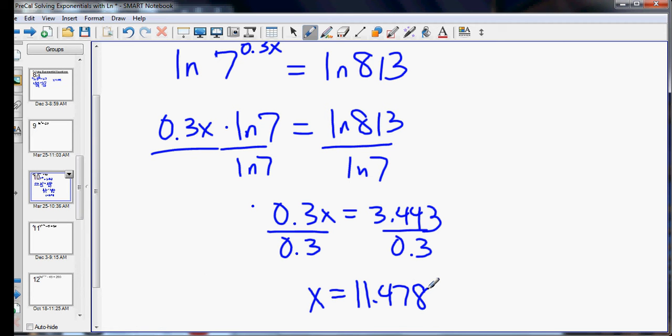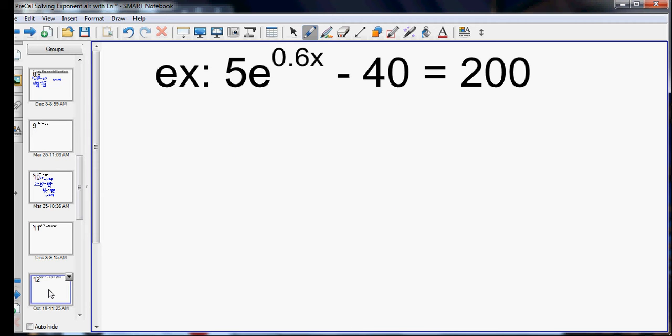Okay. But there are times we have to do other work before we get there. Because one thing that's been true of the examples so far is that the exponential was already by itself. This time it's not. We need to get it by itself before we use logarithms. Close. Add the 40. Yeah, add the 40 to both sides, and we'll divide both sides by 5.